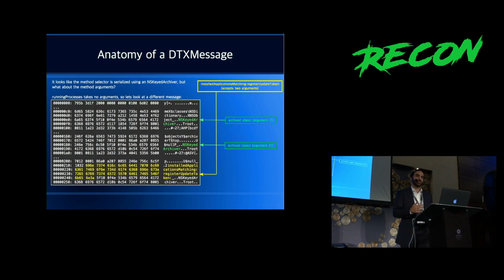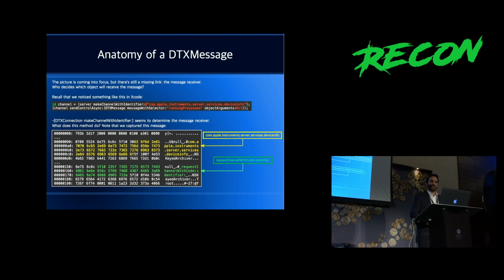So that takes care of the method selector. What about the method arguments? Running processes takes no arguments, so that won't be much help to us. We did intercept a different message with a different selector, installed applications matching blah, blah, blah. We have no idea what this means, but from the 2 colons in the selector, we can tell that it takes 2 arguments. And, not coincidentally, we have 2 separate archived objects showing up in this intercepted message. So it looks like the method arguments might be serialized by this ns-keyed archiver class as well. This is starting to make a little sense here, almost.